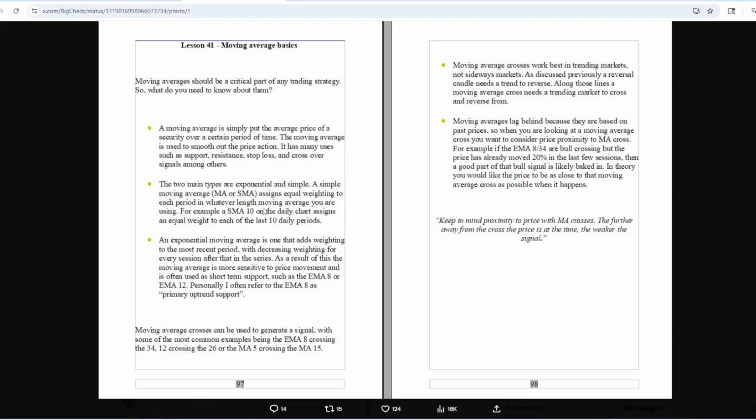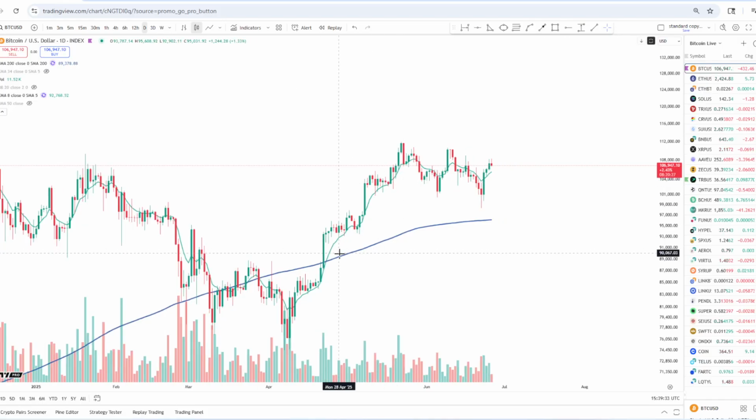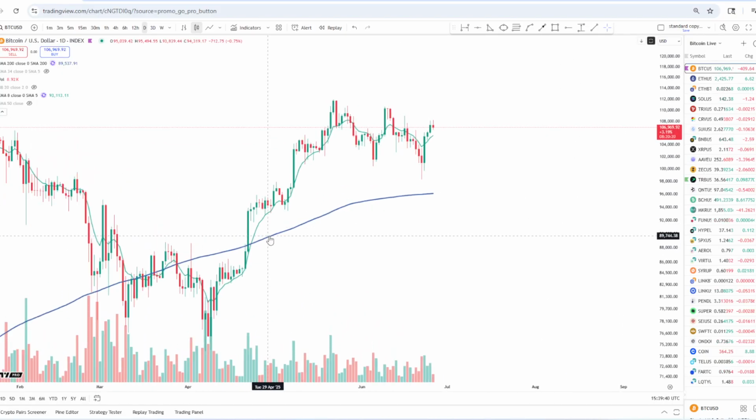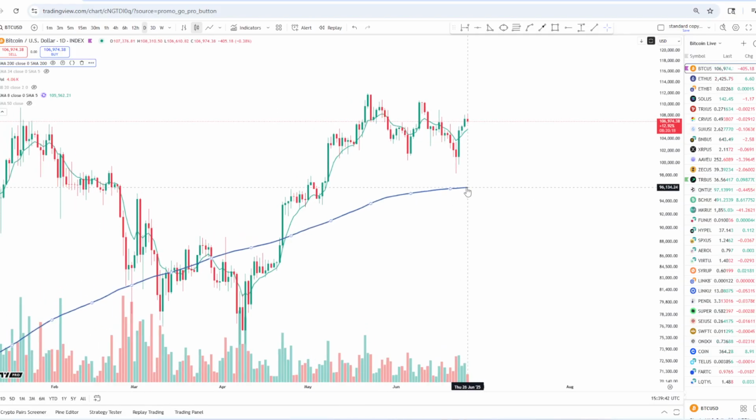A simple moving average, for example an SMA 10, means that each of the last 10 candles is equally weighted when that price is calculated. For example, I have the 200, which is the trend in classical charting. We talked about that in yesterday's video. So each of these last 200 are equally weighted.